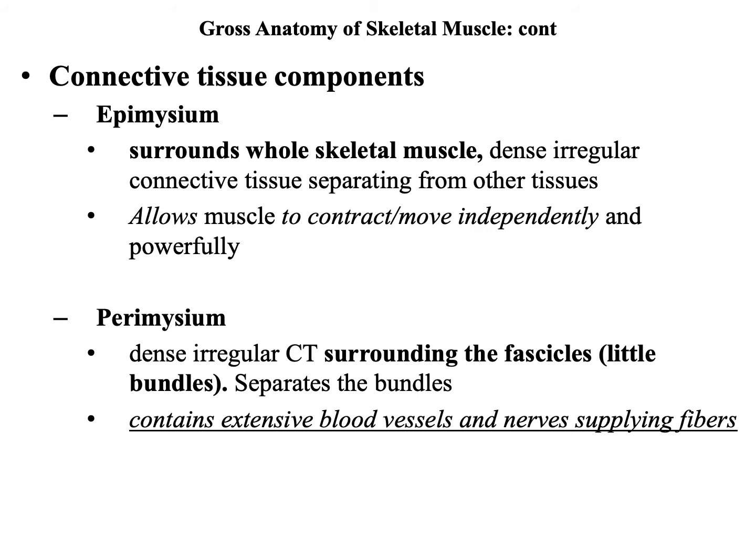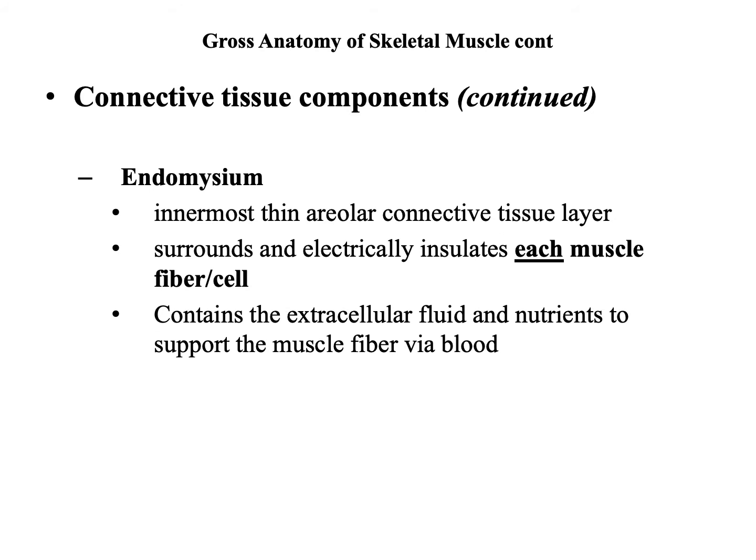Let's see. So the epimysium surrounds the whole skeletal muscle, and the perimysium surrounds each fascicle. This area right here, those perimysiums, is where you're going to see some blood supply. Nerves. I don't know if I can go backwards on this without messing up my recording. Probably not, so I better not do that. All right, endomysium is going around each muscle cell, which now we're going to call a muscle fiber.